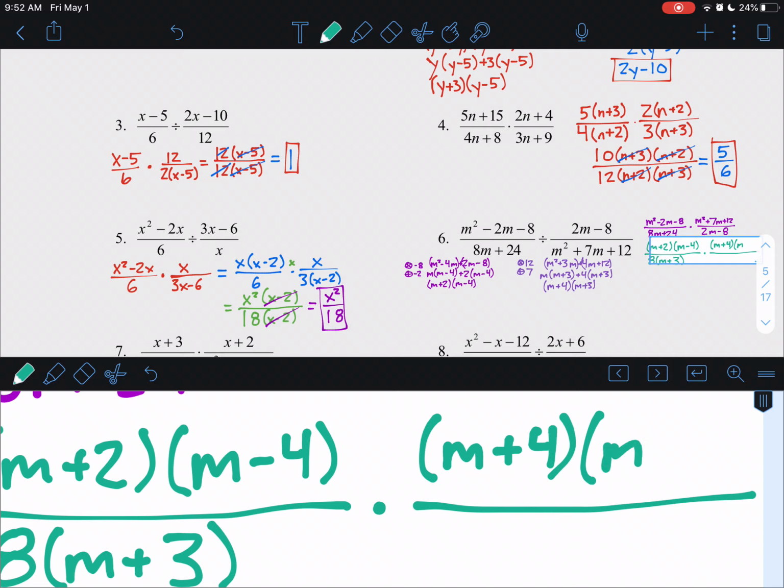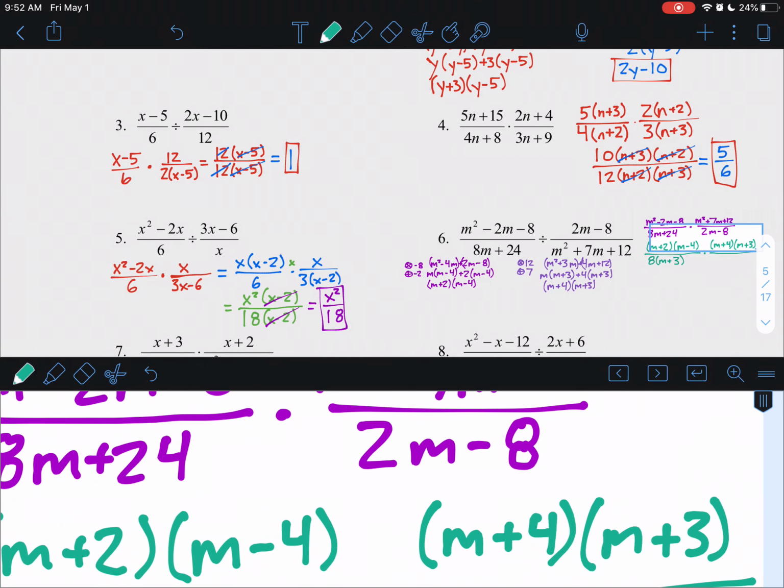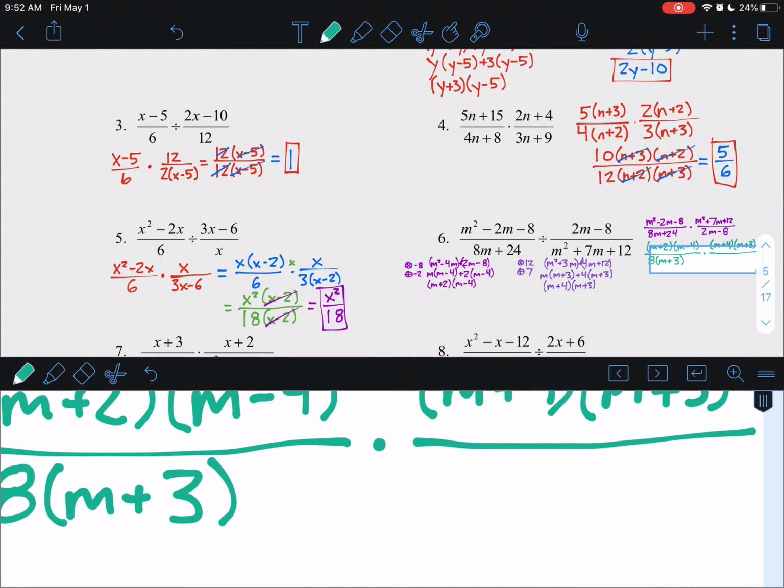Okay, cool. And then my denominator of the second fraction is 2m minus 8. The GCF between 2m and negative 8 is 2. So I pull out a 2, and I'm left with m minus 4, because negative 8 divided by 2 is negative 4.